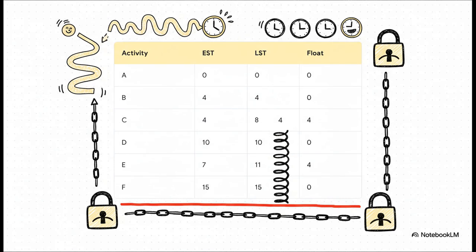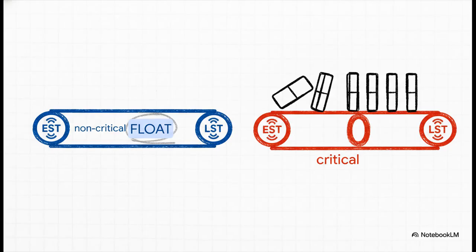So let's look at the float for our project. For activity C, the LST is 8 and the EST is 4. 8 minus 4 gives it a float of 4 days. What does that mean? It means the team working on C could be delayed by 4 whole days, and it wouldn't affect the project's 17-day deadline at all. But then look at A, B, D, and F. Their float is 0. And this is the big takeaway. Any activity that has 0 float is officially on the critical path. These are the activities where the earliest they can start is exactly the same as the latest they can start. There is no slack, no buffer, 0 room for error.